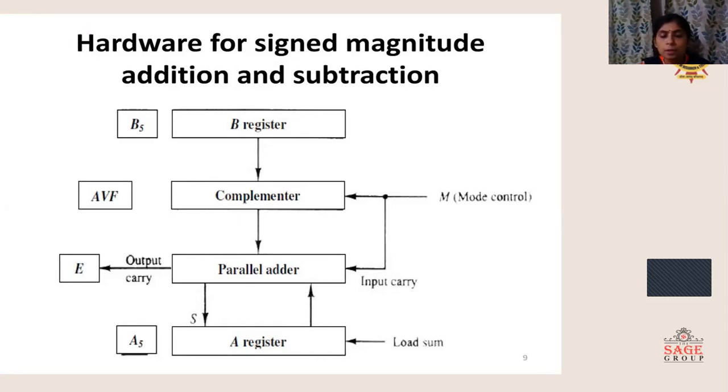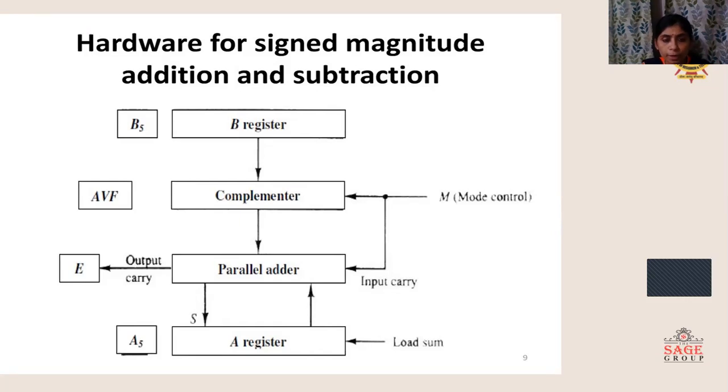Here all the conditions for addition or subtraction will be dependent on the mode control. If the value of M is equal to 0, then there is no initiation to the complementer. Then B register's data will directly go into the parallel adder. In the same way, A's data will go into the parallel adder.